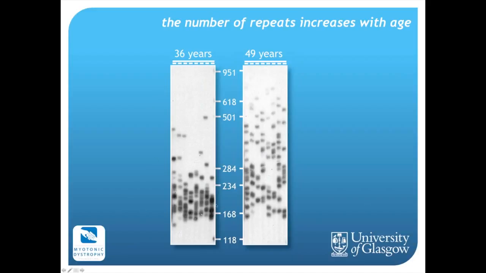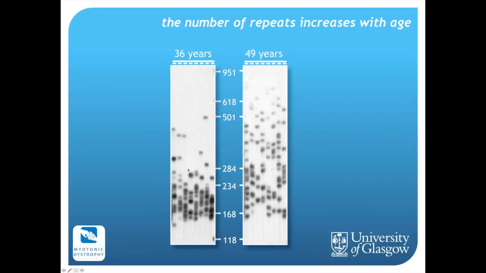And this slide here shows some data that's generated in my lab where we're measuring the number of repeats in individual cells in the DNA from an individual with myotonic dystrophy. And we've done this test on that person at 2 different time points. So first of all, when they were 36 years old, and later when they were 49 years old. And essentially what we're doing here is we're analyzing the DNA in individual cells. So each one of these bands here, this dark band on the autoradiograph, is a measure of how long the DNA was in that cell.